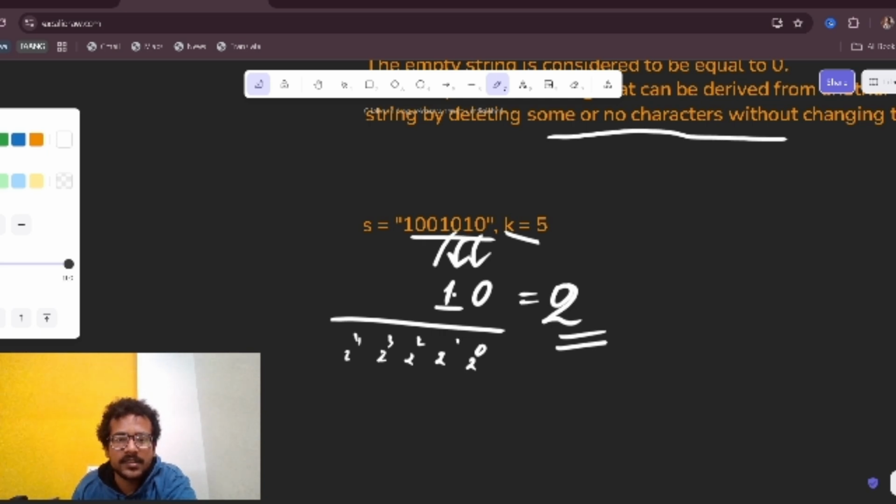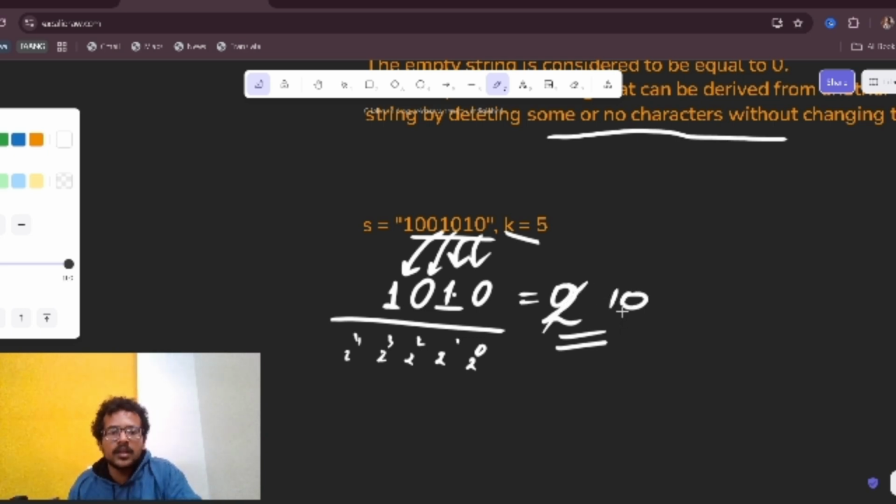Now let us consider this 0. If I consider this 0, 2 power 2 into 0 is nothing but 0. Something into 0 is just 0. Now I have 1 again, 1 into 2 power 3. 2 power 3 is 4 into 2, 8. Now if I add this, 8 plus 2 will become 10. So what I have to do is just not consider this. I am just deleting it.